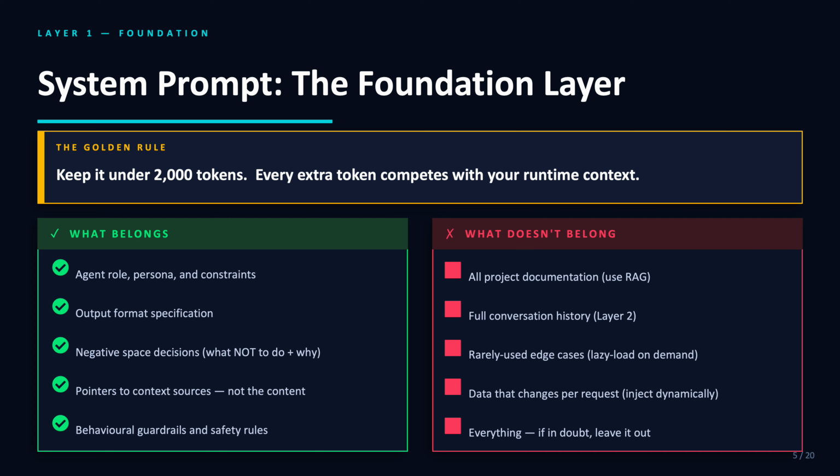Now, negative space decisions. This means explicitly documenting what the agent should not do, and why. We use the Anthropic SDK, not OpenAI. Here's why we made that decision. We use REST, not GraphQL. This is the single technique that has saved my teams the most time. It prevents the agent from confidently suggesting approaches you've already evaluated and rejected, session after session. Document the negative space. Your future self will thank you.